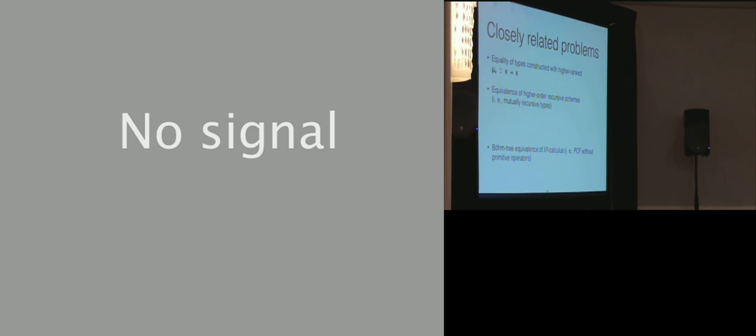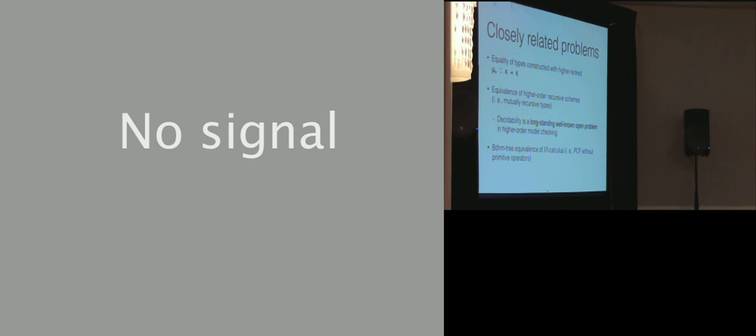These are 3 closely related problems. The first one is equality test for higher ranked recursive types. The second one is the equivalence of higher order recursive schemes. They are like recursive schemes for functions calling each other, but if we lift it to the type level, we can imagine them as mutually recursive types. And the third problem is the Böhm tree equivalence of lambda Y calculus, which is just PCF without the primitive operations, without arithmetic, without Boolean operations, and so on and so forth.